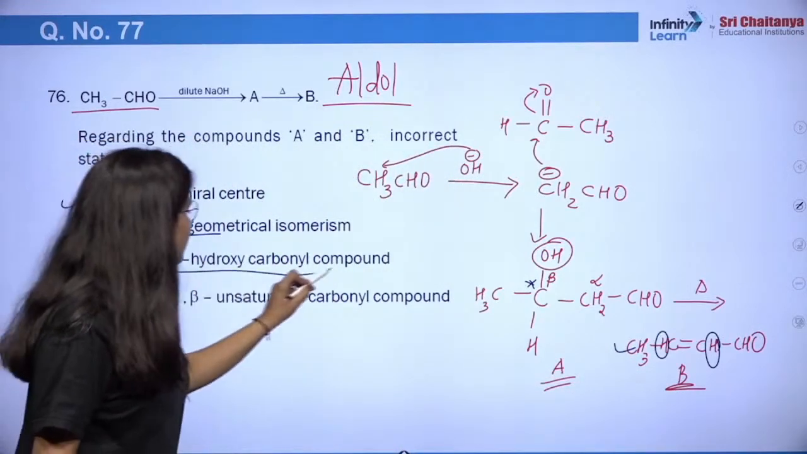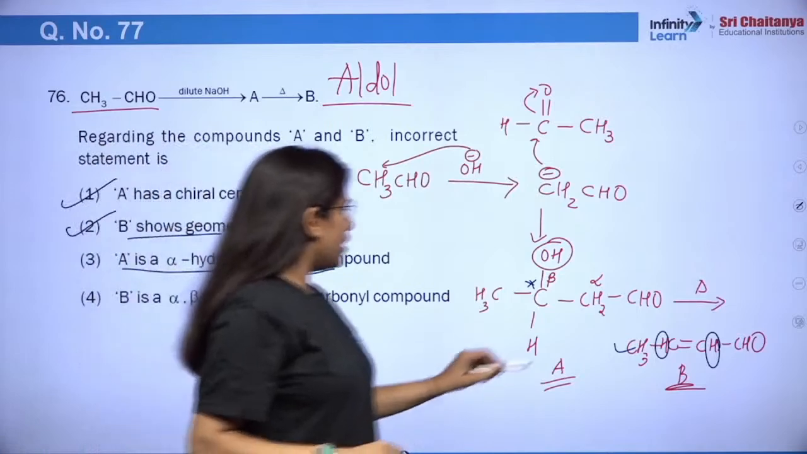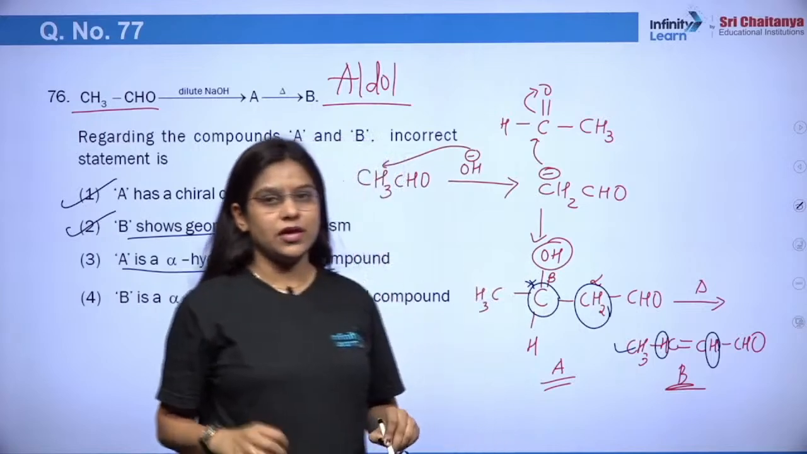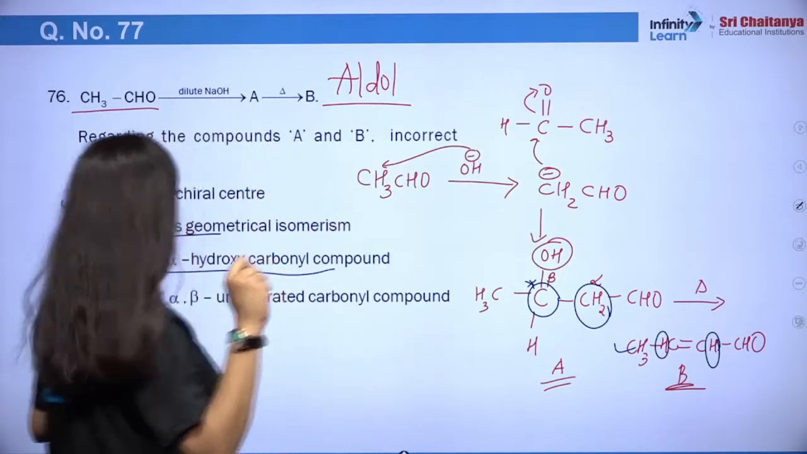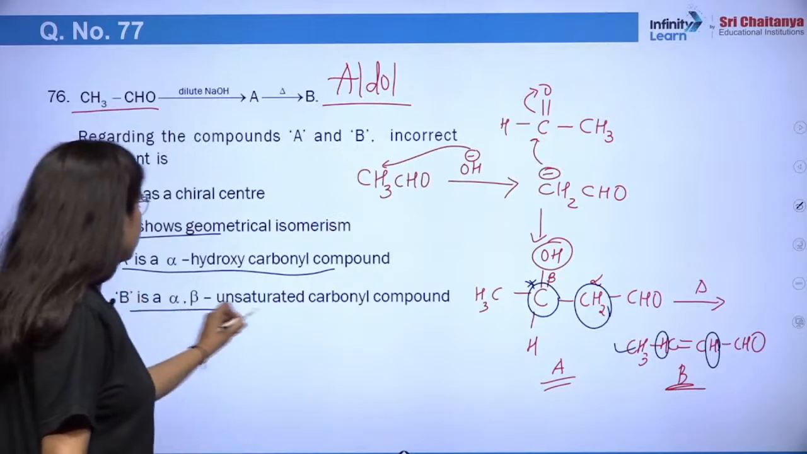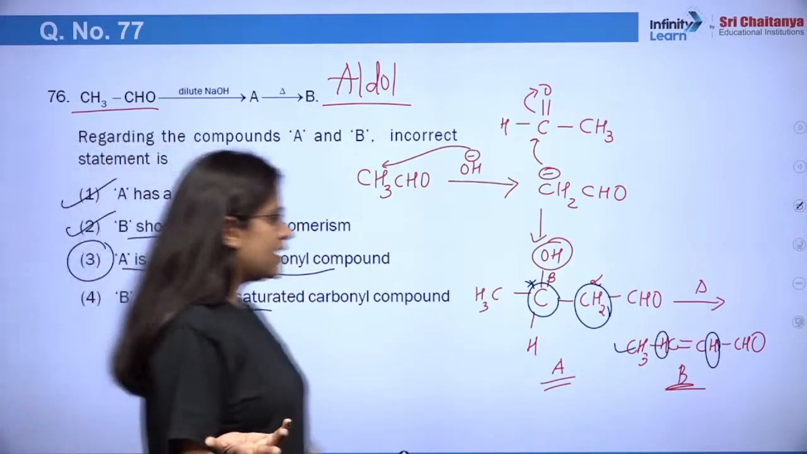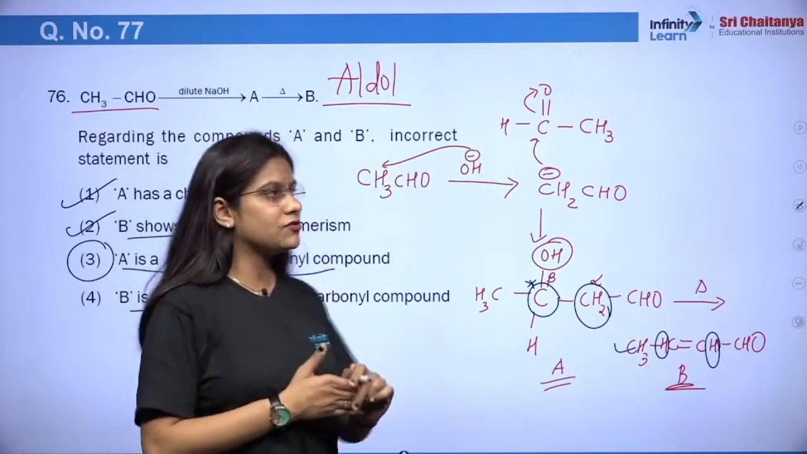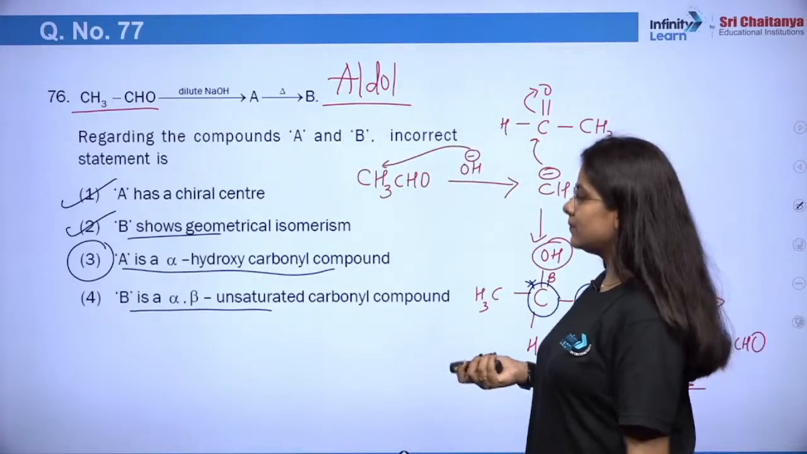A is an alpha hydroxy carbonyl compound. So is A an alpha hydroxy carbonyl compound? No. In A we have this alpha carbon, and on the beta carbon we have hydroxy. So it is a beta hydroxy compound, not an alpha hydroxy compound. So what is the correct option? My answer has to be this, because I need to identify the incorrect statement. Now let us also check. B is an alpha beta unsaturated carbonyl compound. Yes, correct. So what is my answer? The answer is option number 3. Yeah, got it? Moving to the next question.